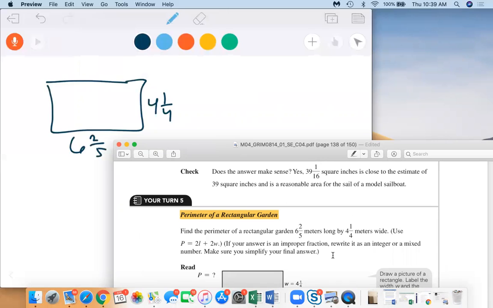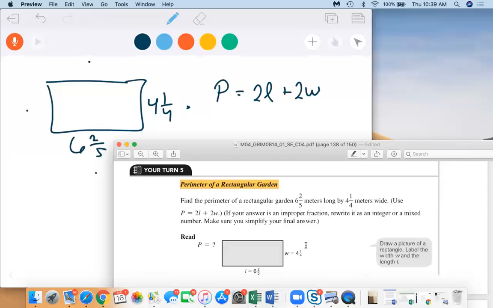So we're also given that the perimeter equals 2 times L plus 2 times W. Again, that's just adding up all the sides. So 1, 2, 3, 4 sides. If your answer is an improper fraction, rewrite as an integer or mixed number. So we're trying to figure out the perimeter. And it's similar to saying, how much total fencing do you need to enclose a rectangular garden? It's the same idea. How much wood would you need to frame out this garden? It's just that instead of using words, this is more using straight the formula. So I just want to make sure you guys understand the difference there too.